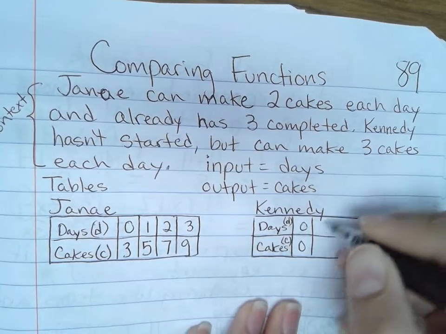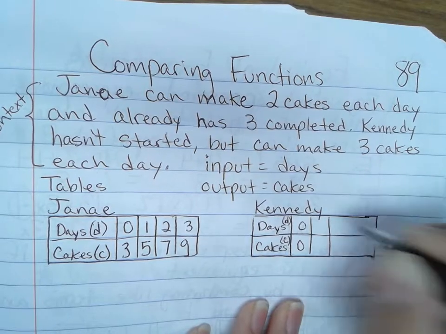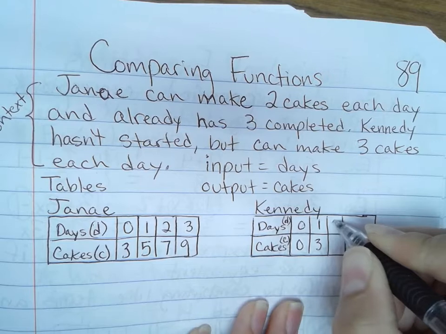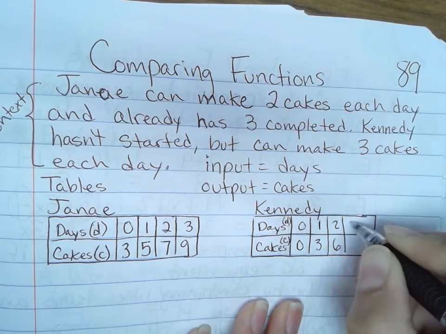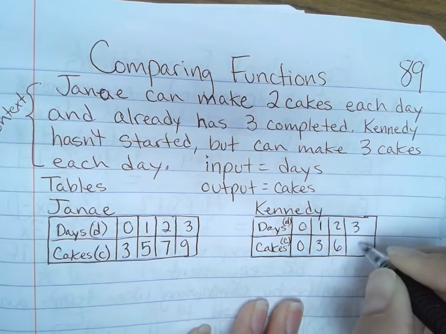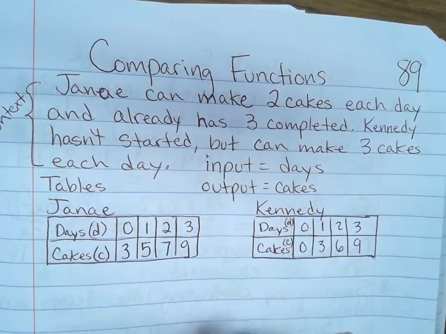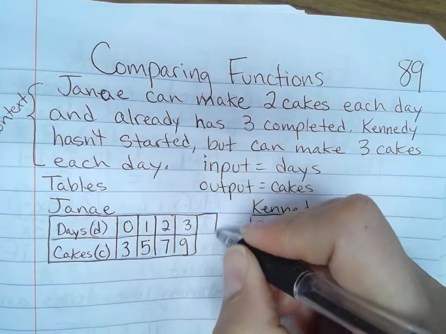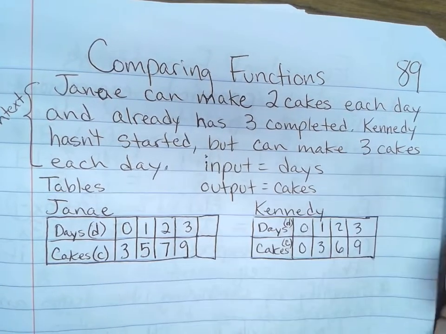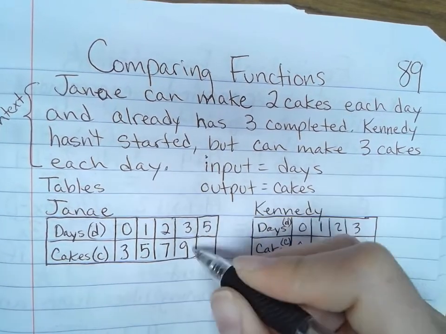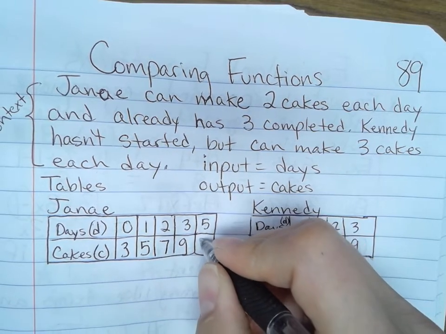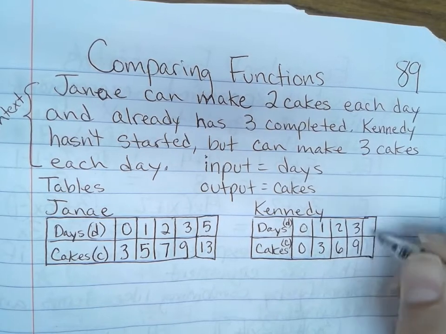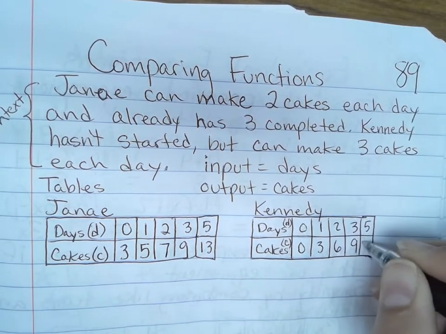Okay, let's look at Kennedy. 1 day, she'd have 3 cakes. 2 days, she'd have 6 cakes. 3 days, she'd have 9 cakes. So we can see that at 3 days, they'd actually be tied. After 3 days, though, let's extend it just 1 more. What if we went to 5 days? After 5 days, Janae would have 13 cakes, and after 5 days, Kennedy would have 15 cakes.